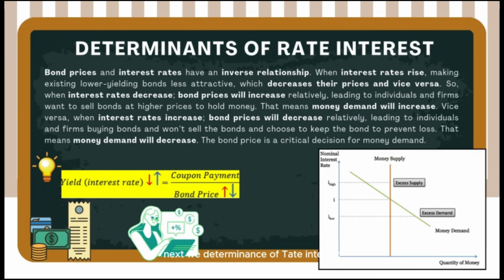Next, the determinants of interest rate. Bond prices and interest rates have an inverse relationship. When interest rates rise, existing lower-yielding bonds become less attractive, which decreases their prices, and vice versa. So, when interest rates decrease, bond prices will increase relatively, leading individuals and firms to want to sell bonds at higher prices to hold money. That means money demand will increase.